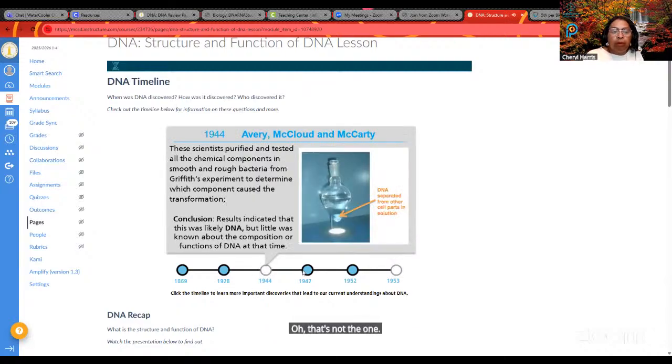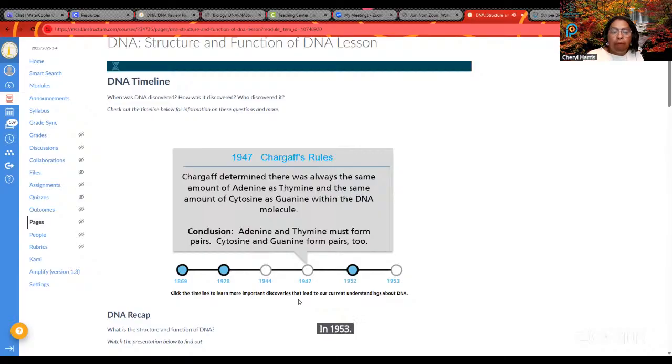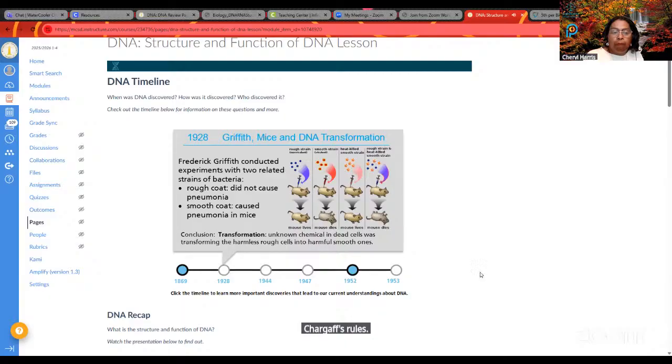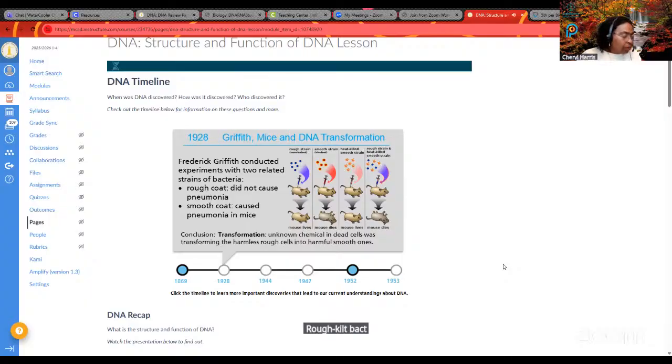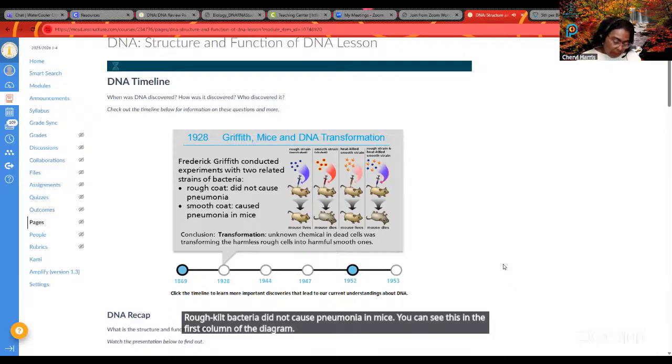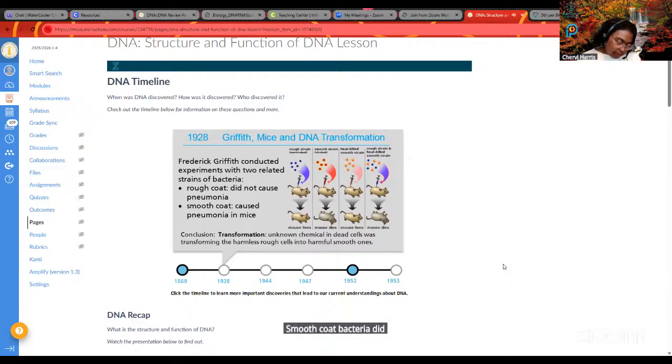In 1953, Avery, MacLeod, and Chargaff's rules. Chargaff studied the molecule of DNA. Griffith, mice, and DNA transformation. Frederick Griffith conducted experiments with two related strains of bacteria. Rough coat bacteria did not cause pneumonia in mice. You can see this in the first column of the diagram. Smooth coat bacteria did cause pneumonia in mice, and the mice died. The reason for this is that the smooth coat actually protects the bacteria from the mouse's immune system.